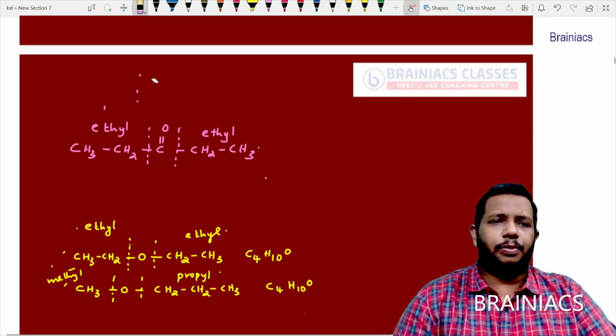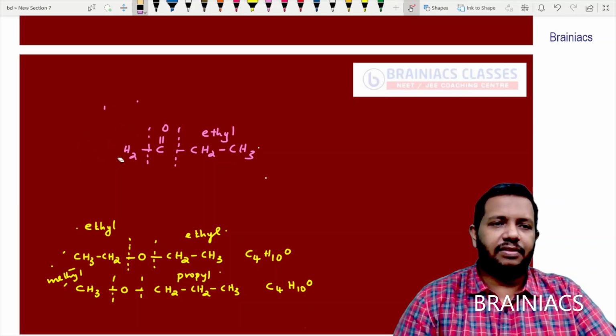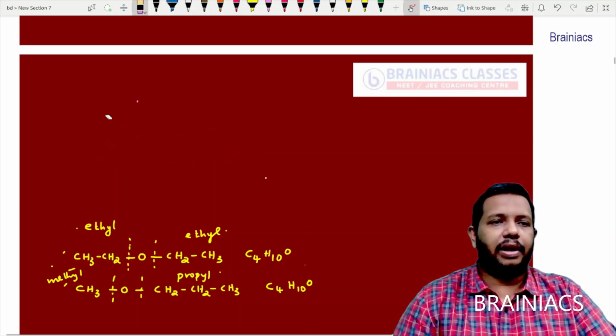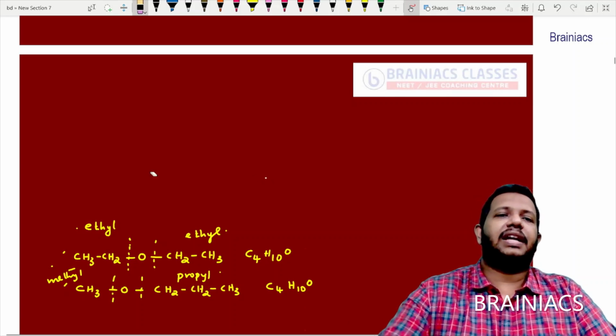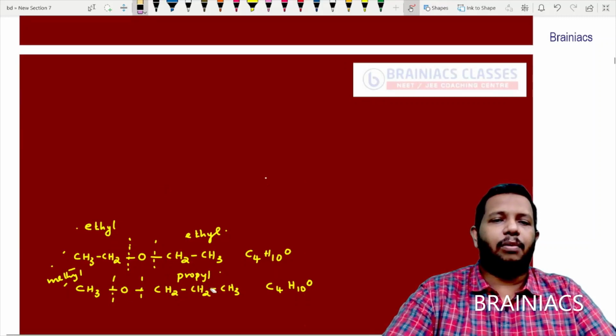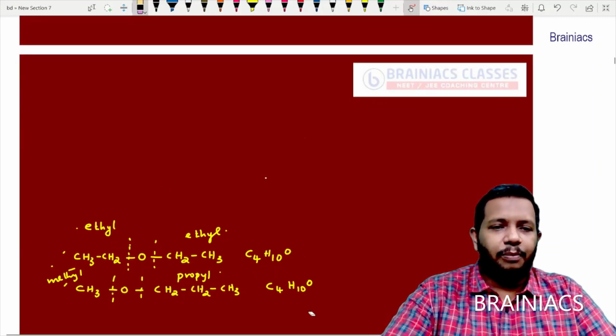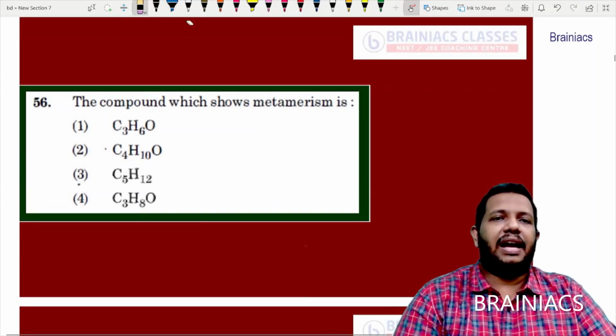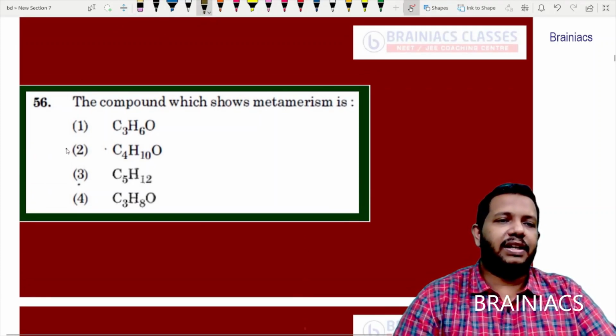Now let's go to our options. I am explaining in detail so that this will be useful for you when you are learning this again. I'm not just discussing the answer and going. Okay, let's go to the next option, C4H10O. We have already done that, and we know that this compound will exhibit metamerism. So my answer here is which one? The second one will be the correct answer.